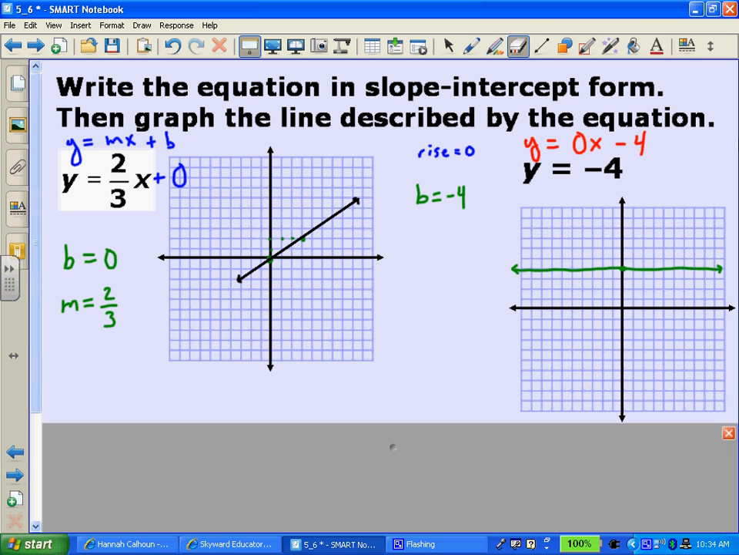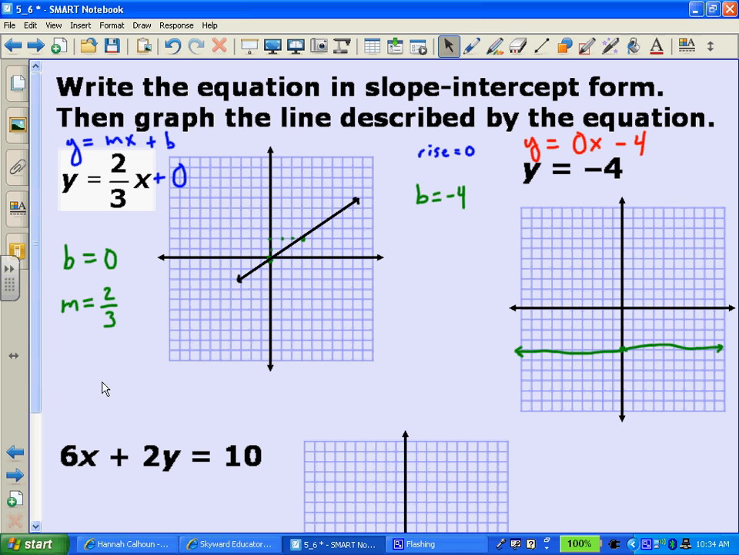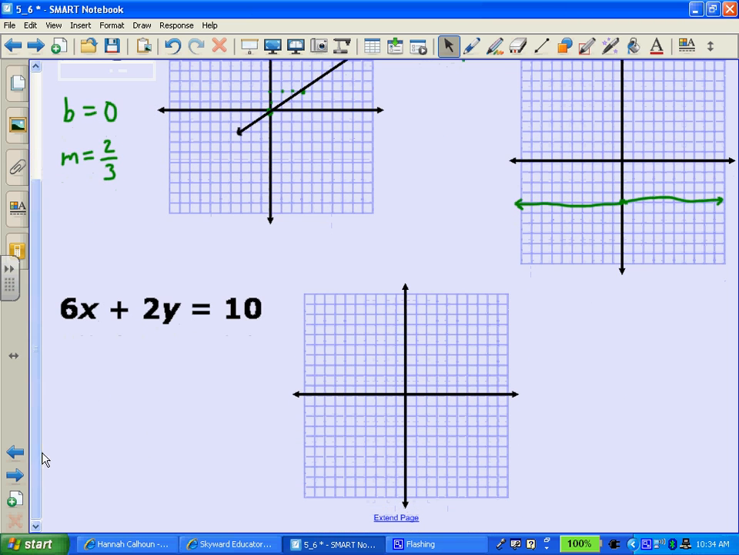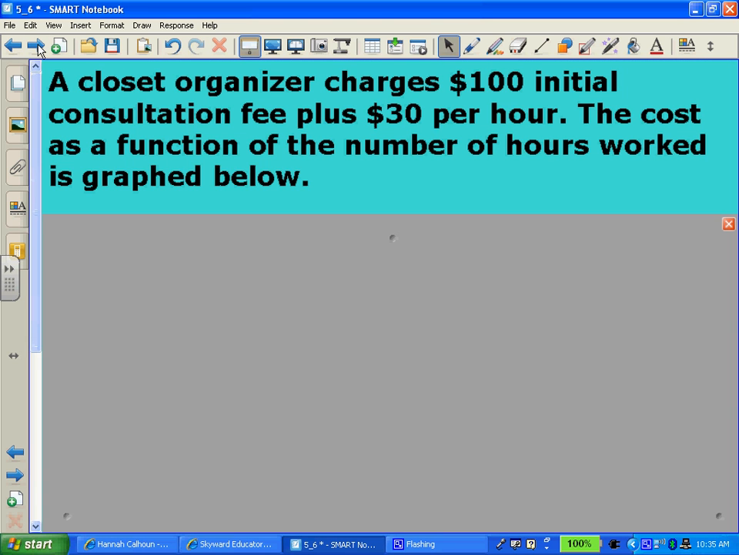So y equals -4, that means I have, oh, I did that wrong. It should be -4. That means I'm going to have a horizontal line at -4. This way. Okay? And that line's supposed to be straight across. It's just not very good. Okay? I'm going to skip this last example here, but you can go ahead and try it on your own. And then you can ask me tomorrow if you did it correctly.